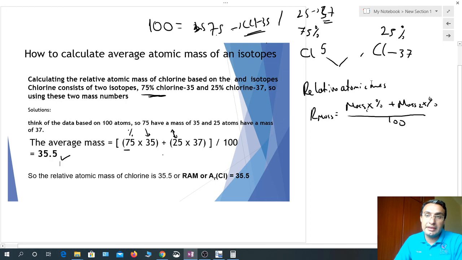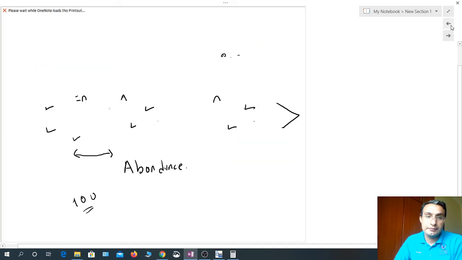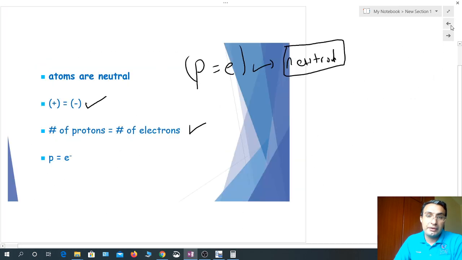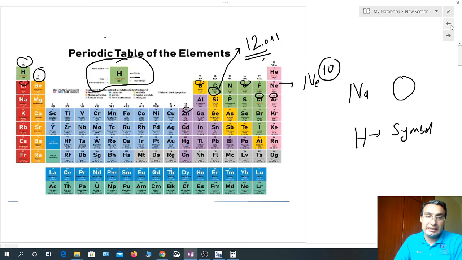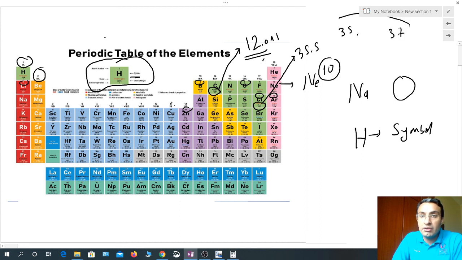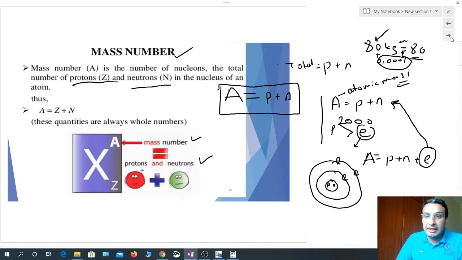When we go to the periodic table, let me show you. You are going to see the atomic mass of chlorine. Where is it? Here. You cannot see, but I can see 35.5. It is neither 35 nor 37. So the relative atomic mass of the isotopes of an element can be calculated this way.